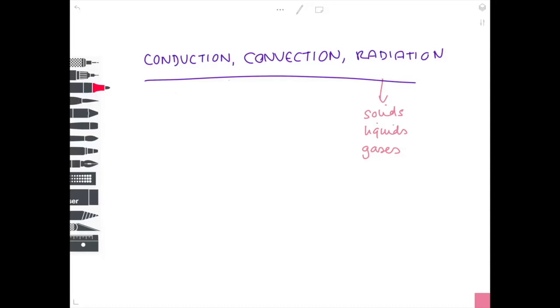Anyone with dark hair, black hair, you'll notice that your head gets really hot in the sun. Why? Because black matte objects are very good absorbers of infrared radiation. And notice that the hotter the object, or the greater the difference between the object and the surrounding temperature, the greater the rate at which heat is lost.